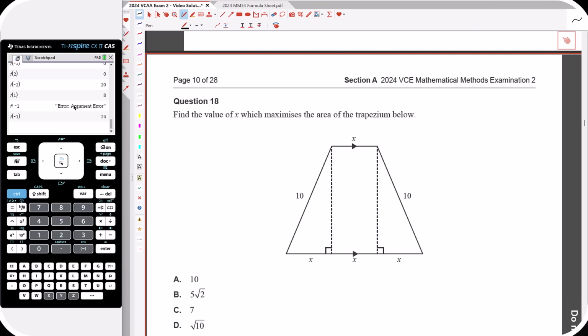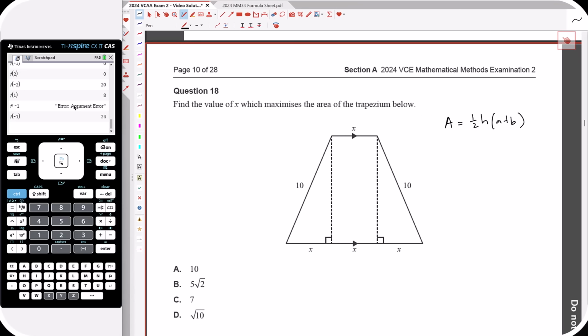Okay, question 18. So just 3 more multiple choice to go. Find the value of x which maximizes the area of the trapezium below. Okay, so area of a trapezium is half times the height of the trapezium times a plus b, which is the sum of the lengths of the parallel sides. So we need to think about the height of the trapezium.